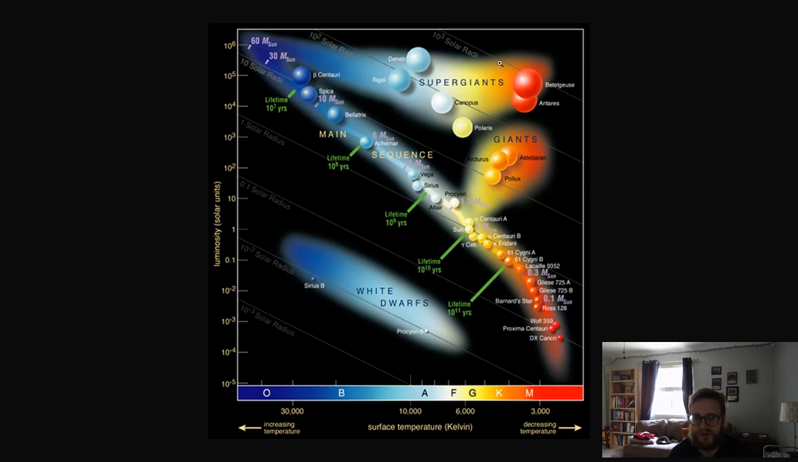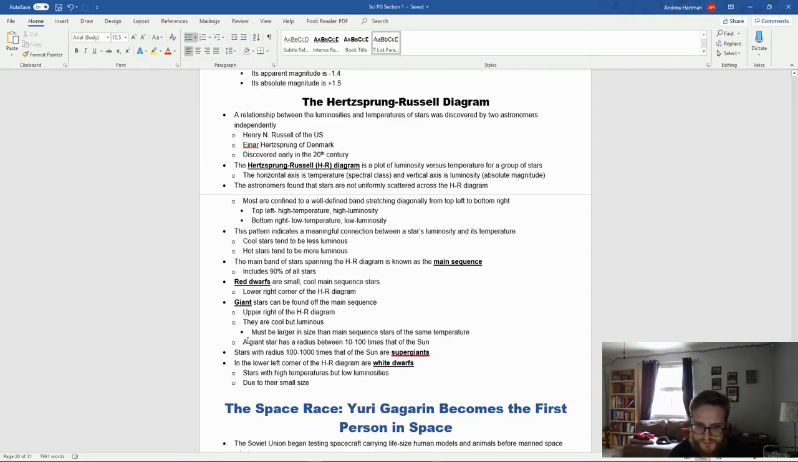Same thing goes with the supergiants up here. Again, if you line up their temperature, these Betelgeuse and Antares should be somewhere here near Cygni in terms of their luminosity, but instead they're all the way up here at the highest luminosity. A giant star has a radius between 10 and 100 times that of the sun. Stars with 100 to 1,000 times the radius of the sun are what are called supergiants, and again, those are even more luminous than giants.